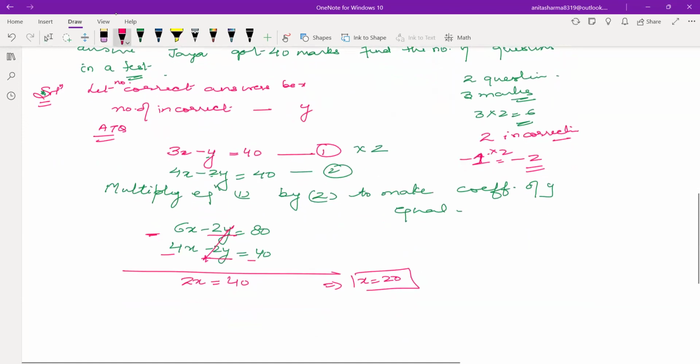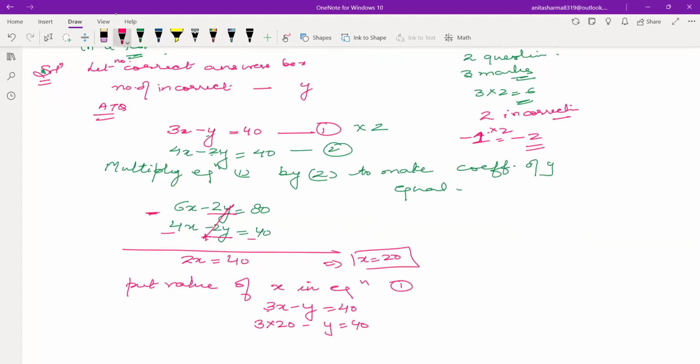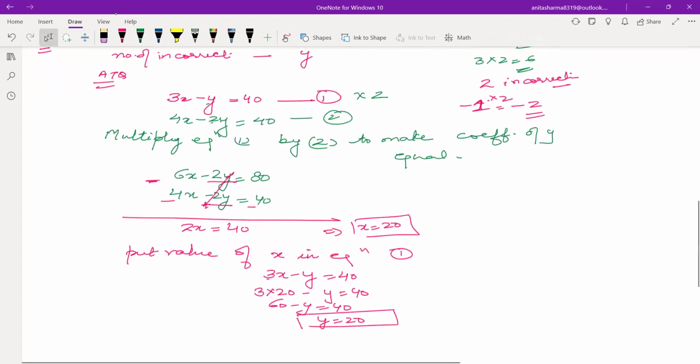Ma'am, y also is 20, ma'am. Now put the value of x in equation 1. Very good, beta. Put in 3x minus y is equal to 40. So 60 minus y is equal to 40. Then the value of y will be 20, right, beta? Both have the same value.